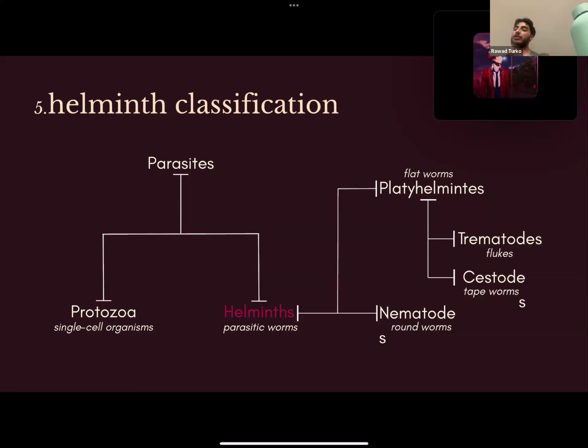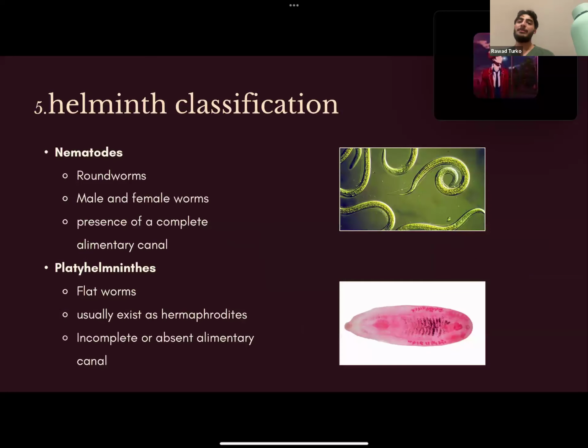There are a few more differences between nematodes and platyhelminths. Nematodes are roundworms, as we mentioned. They have male and female worms, so it can be either male or female. They have a complete alimentary canal. An alimentary canal is basically another word for a digestive tract. The different wording is because a digestive tract is specific to humans and other mammals that have the organs. Alimentary canal just means where the food goes in and where the food comes out.